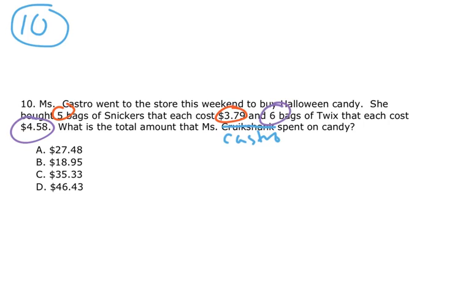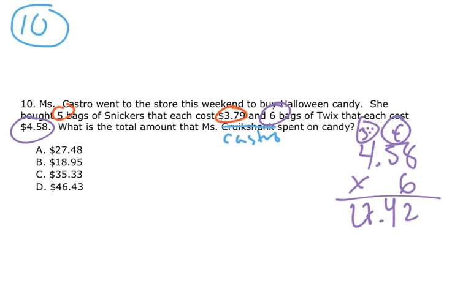All right, I'm going to start with one of the problems. It doesn't matter which one. $4.58 times 6 would give me $27.42. Do not get tricked by answer choice A. This is only for part of the candy. This is only for Twix. I still have to add in the Snickers.